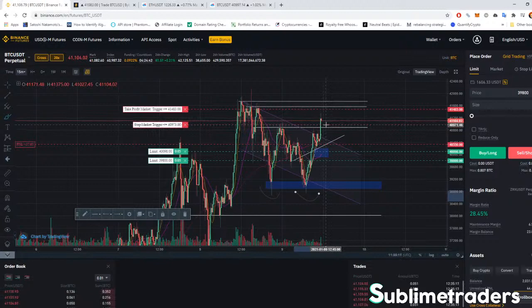I can move my stop loss just a bit lower, but really frankly I want to get out of my position as soon as possible and just reevaluate and re-enter when it's better. So yeah.